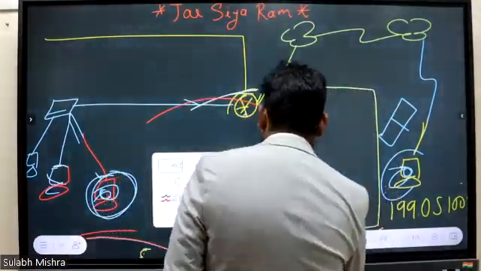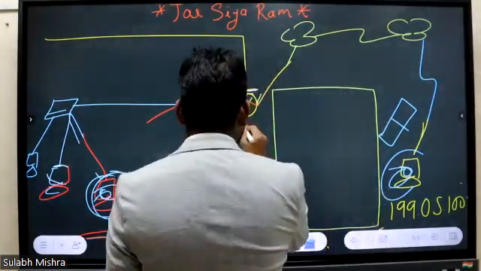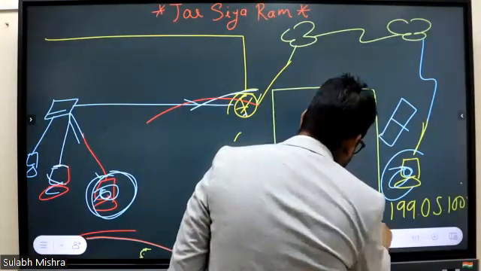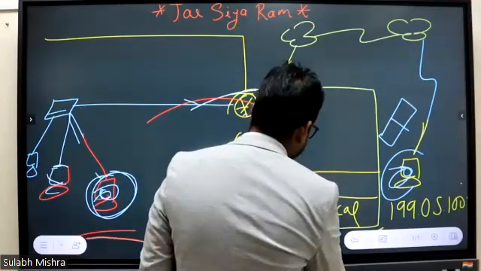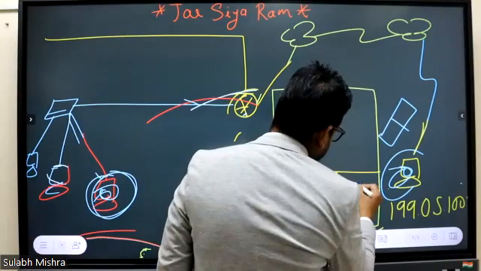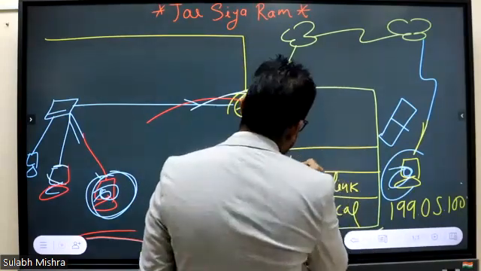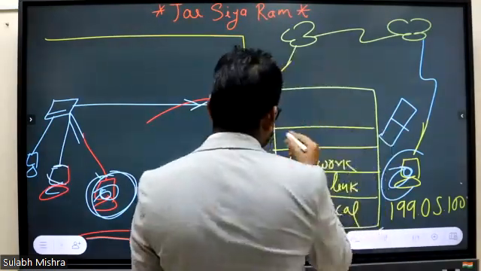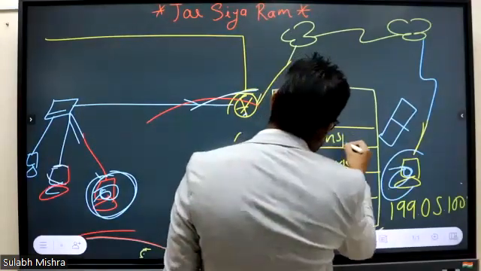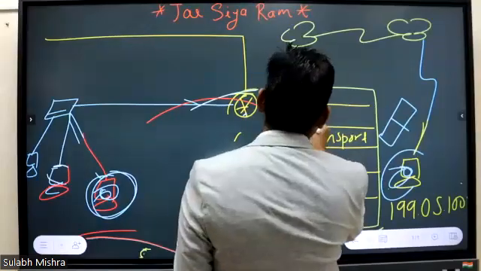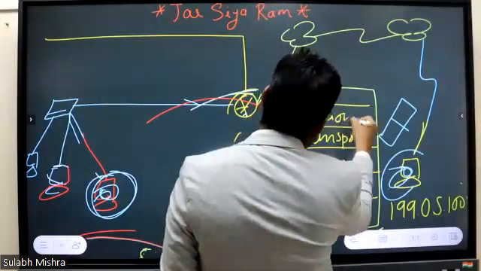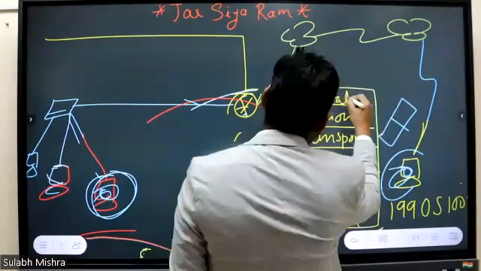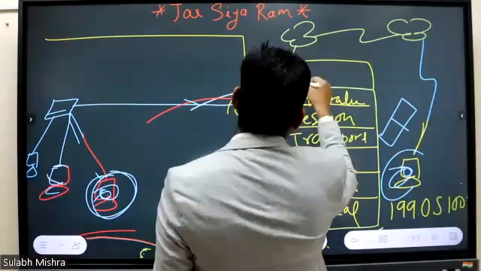First of all, Physical layer. Then Data link layer, then Network layer, then Transport layer, then Session layer, then Presentation layer, and then Application layer.